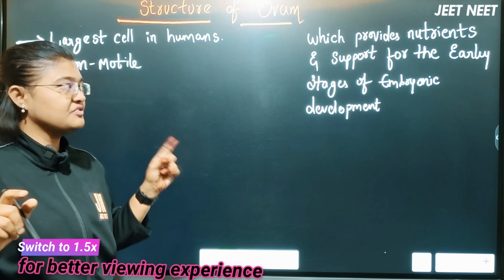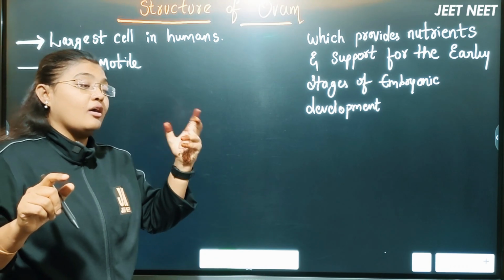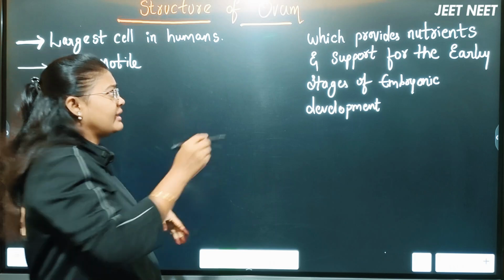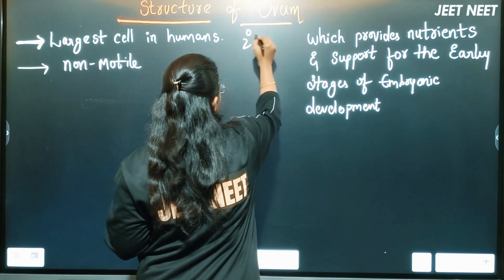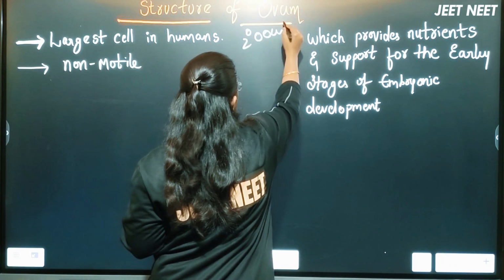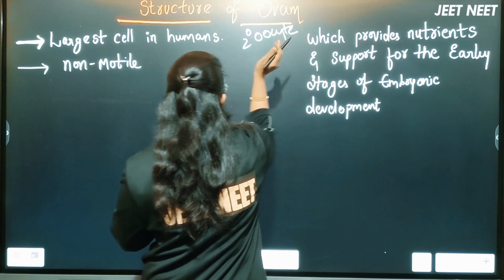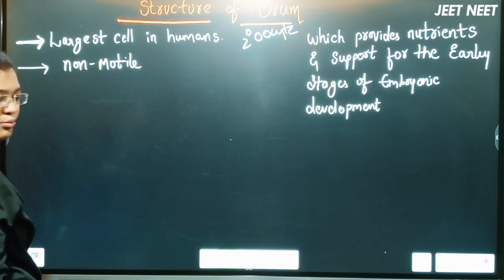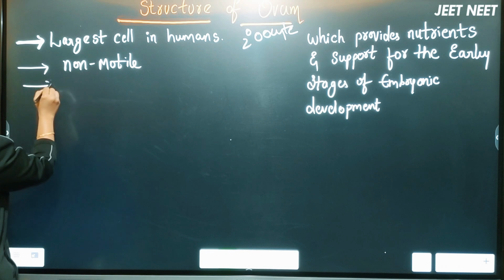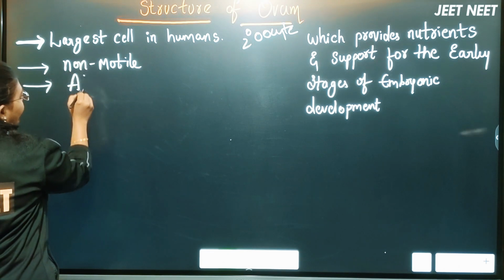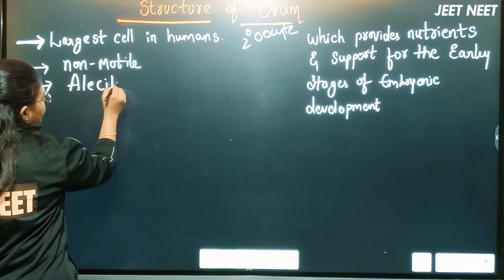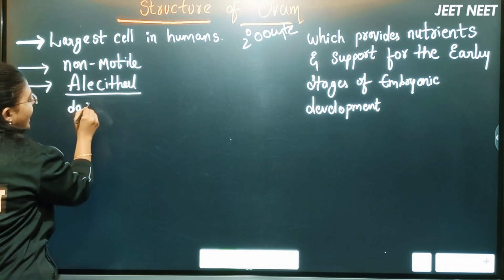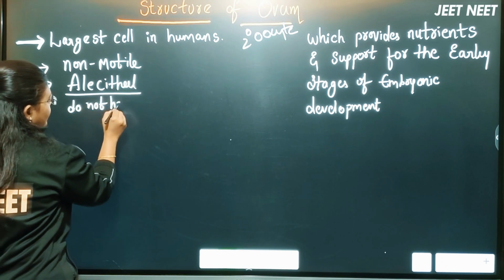In yesterday's class we discussed the oogenesis process, how this ovum is going to be formed. That is nothing but what we can also call a secondary oocyte, right? In yesterday's class we discussed it as a secondary oocyte. It is non-motile. The ovum is alecithal, in the sense that it does not have a yolk sac.